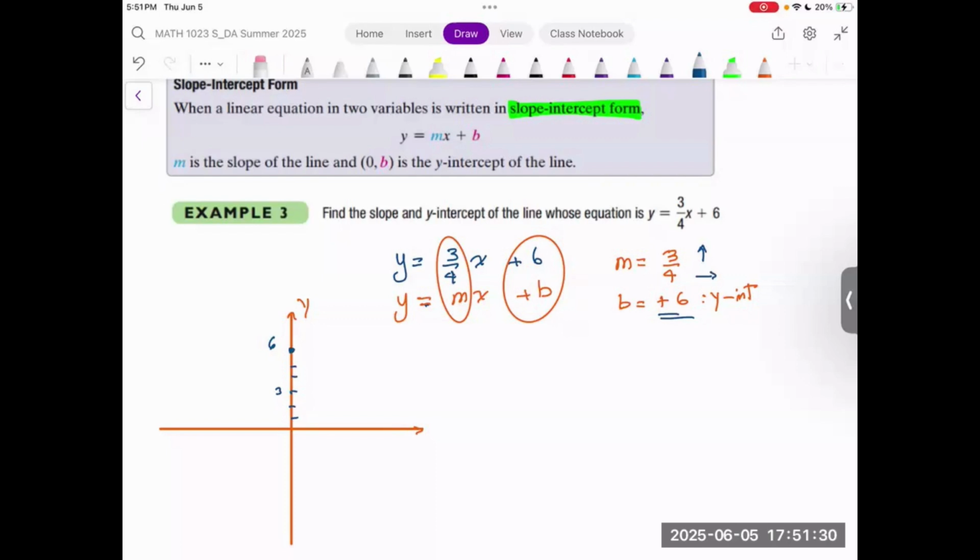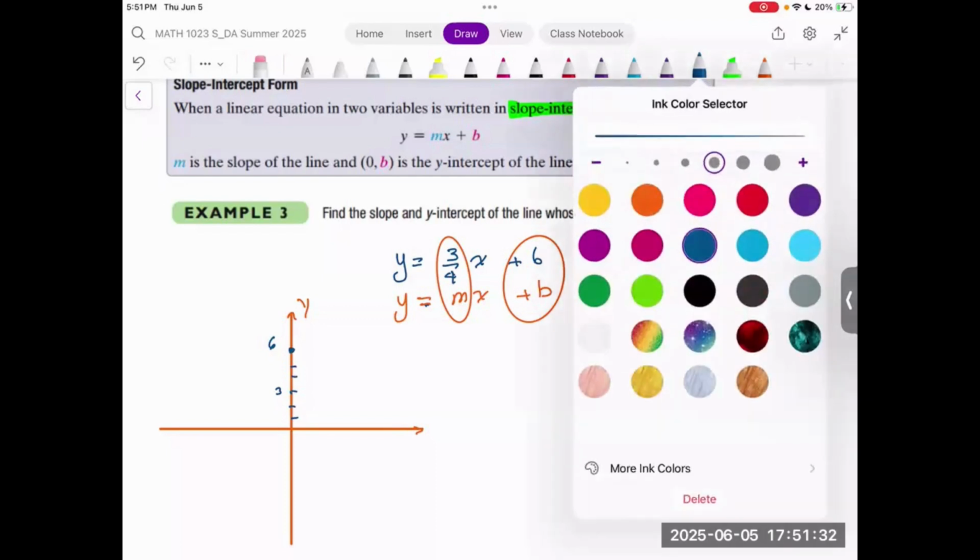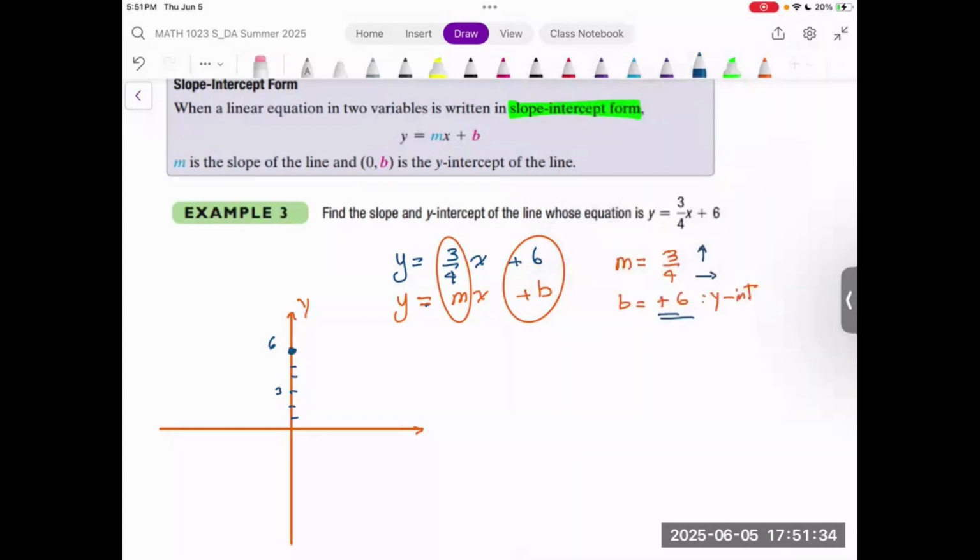So starting from 6, right? I'm starting from the y-intercept. That's my point. I'm going to start going up 3 and 4 to the right. So up 3: 1, 2, and 3 up. And then I'm going to go 4 to the right: 1, 2, 3, and 4. So every arc is supposed to be a step, right? And then I end up with the second point over here. Everybody okay so far?